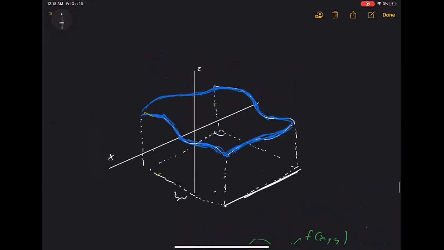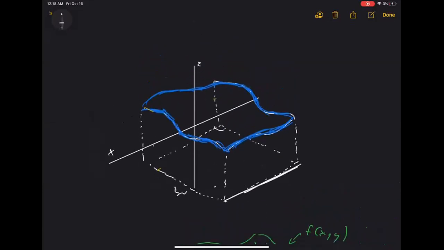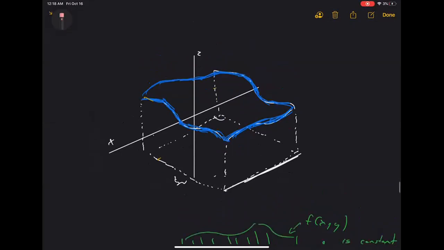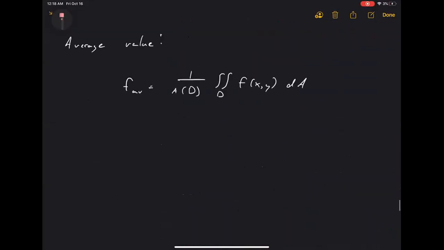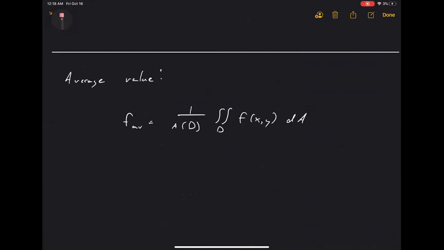Okay, it's not as simple as just adding up some values and then dividing by the number of values, because there's an infinite number of points, right? So for all these points down here, they're mapped up to this surface. There's an infinite number of points to consider. So how can I find the average value of my function? Well, what I do is I integrate my function, okay?